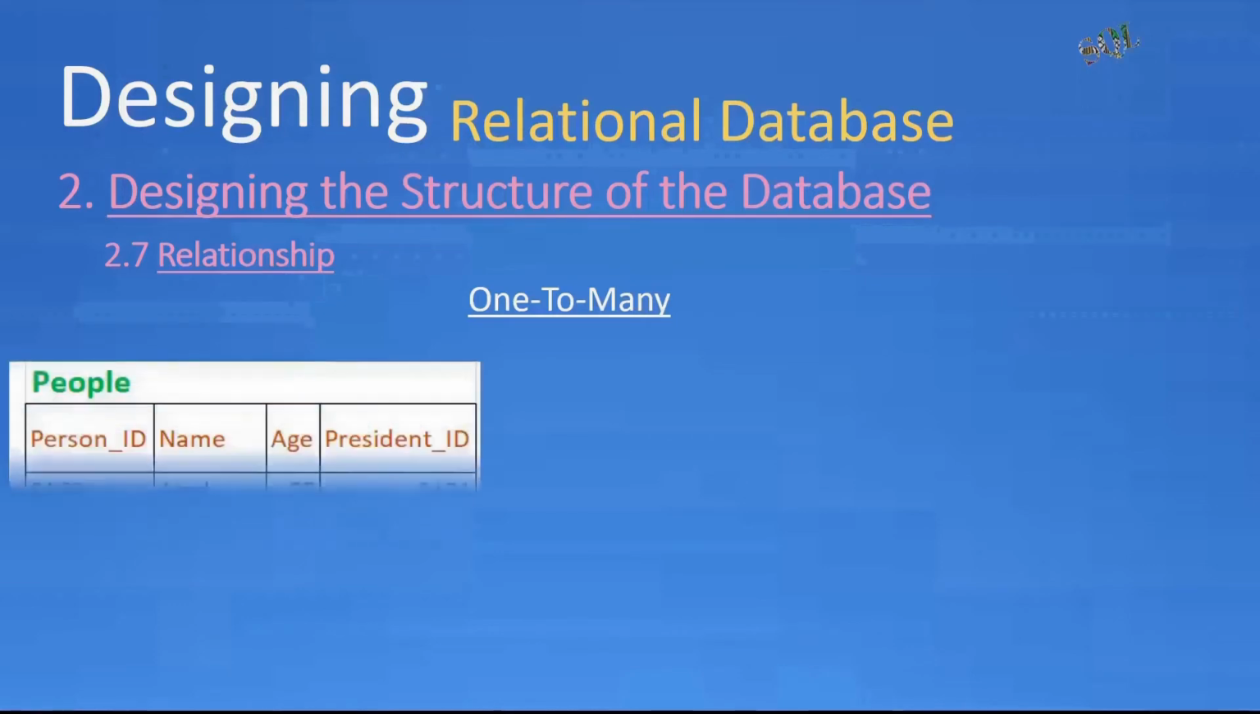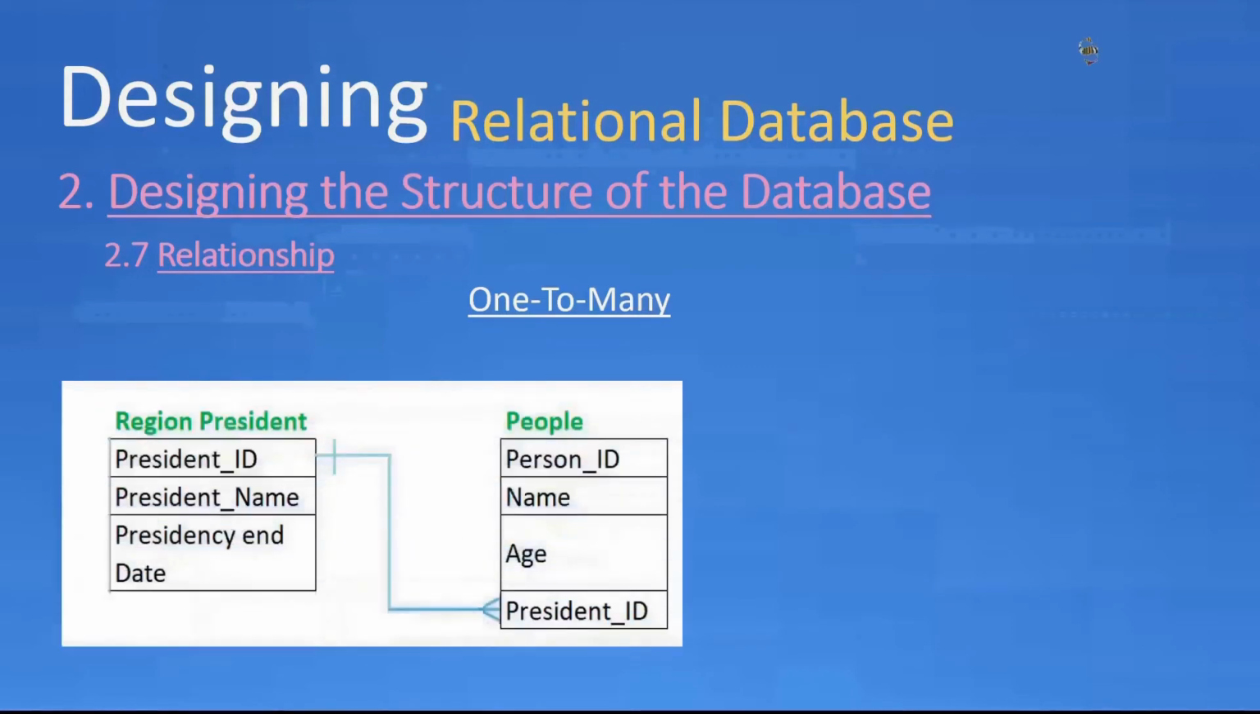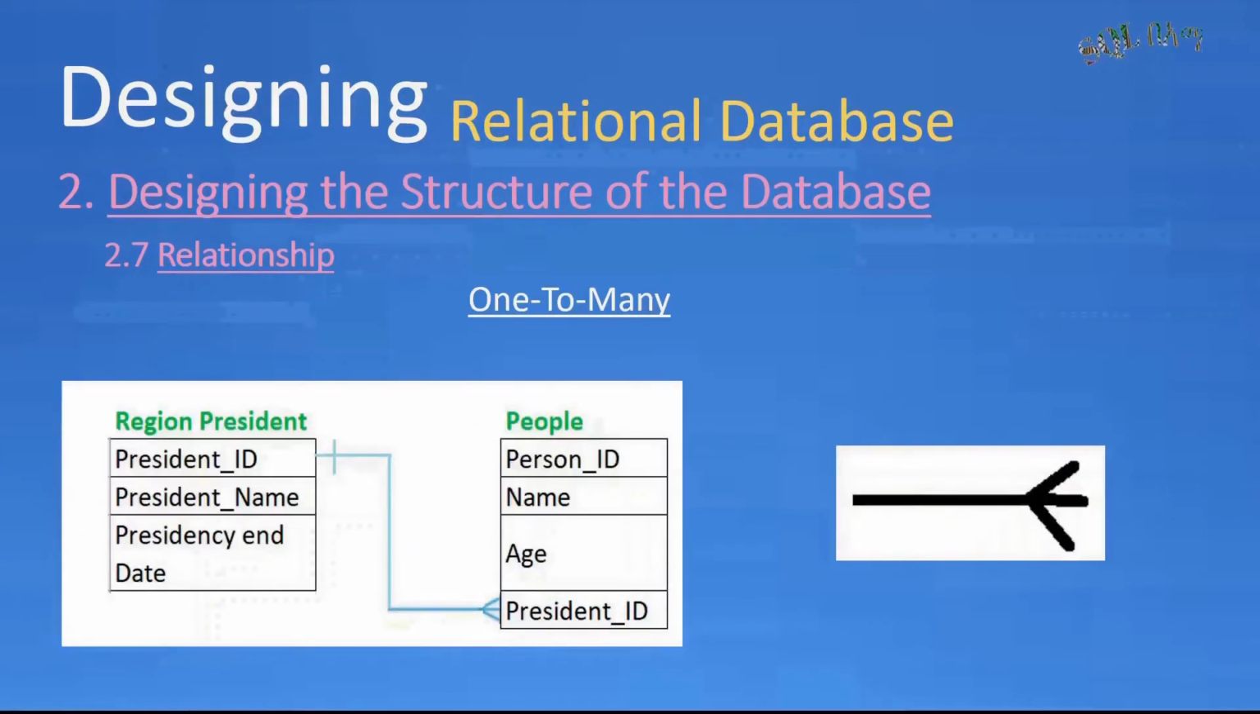For example, one state president is a president for many people who are residents of the state, but one individual in a state has only one state president, which is the president of the state where the person lives. We can describe this relationship diagrammatically as follows: one president to many residents. This symbol represents that many rows of the table, which is placed by the side of this symbol, relate to a row in the other table.